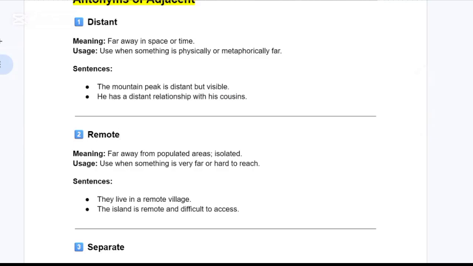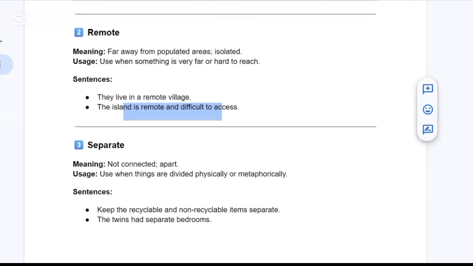Remote, far away from populated areas or isolated. Used when something is very far or hard to reach. For example, they live in a remote village. The island is remote and difficult to access.